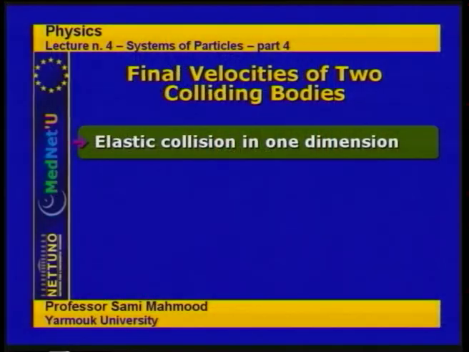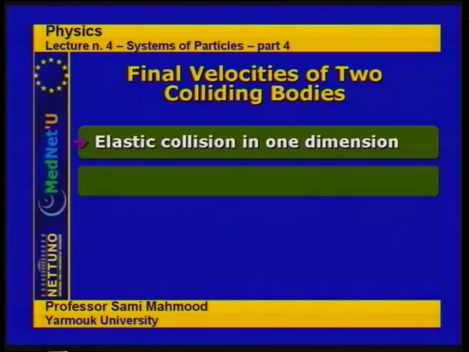And now let's consider this problem and go forward in solving it. We are concerned with the solution of the problem and finding the final velocities of the two colliding bodies, which means that first of all we have an elastic collision in one dimension for the two objects. This is our problem: elastic collision in one dimension.